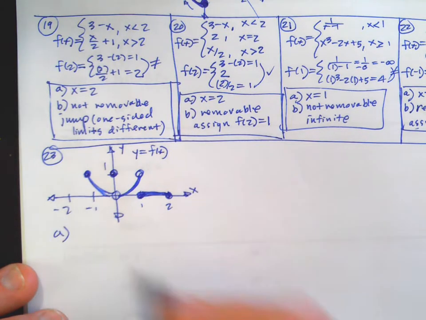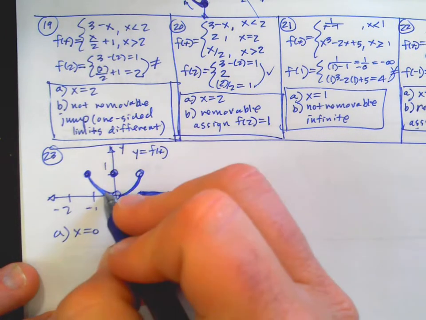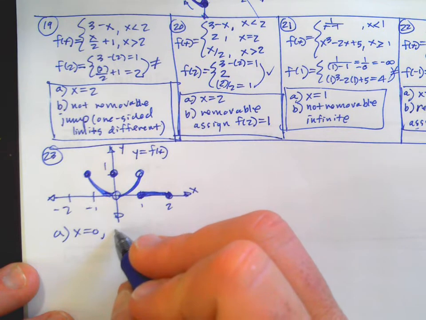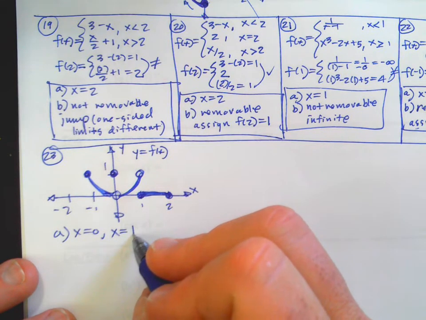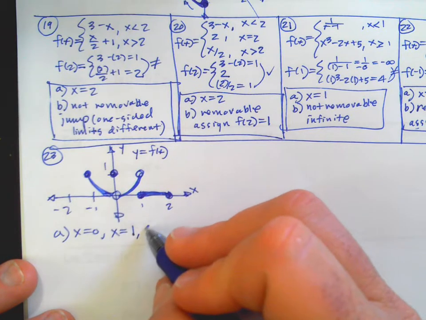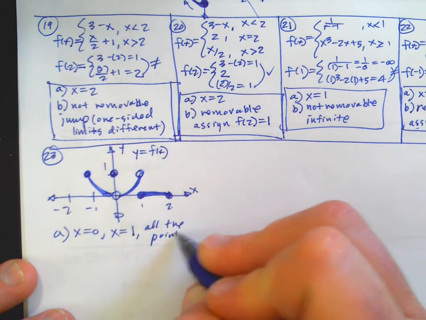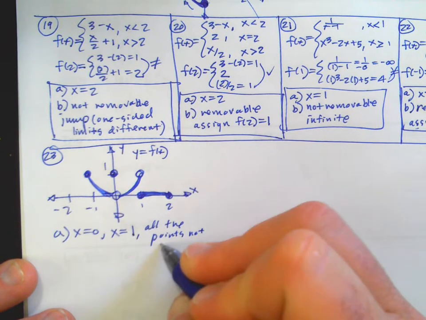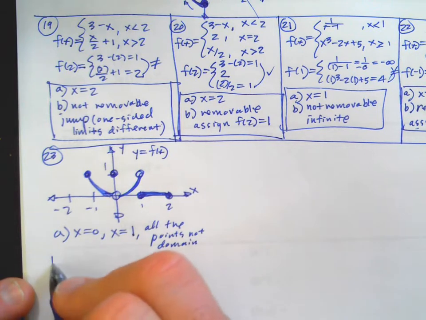All right, so where are there discontinuities? Specifically at x equals 0 and at x equals 1, there's a jump. And then of course all the points not in the domain. The graph just doesn't exist there, so we're not going to say it's continuous. So those are places where it's not continuous.